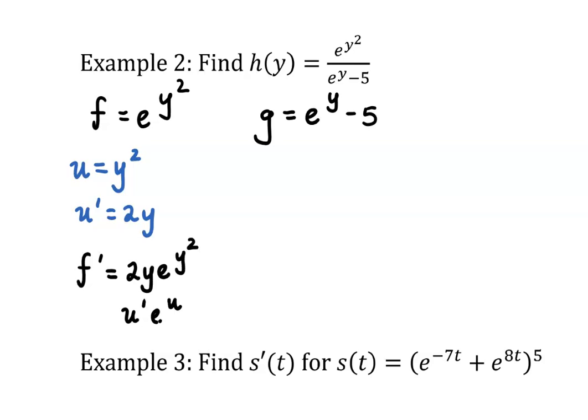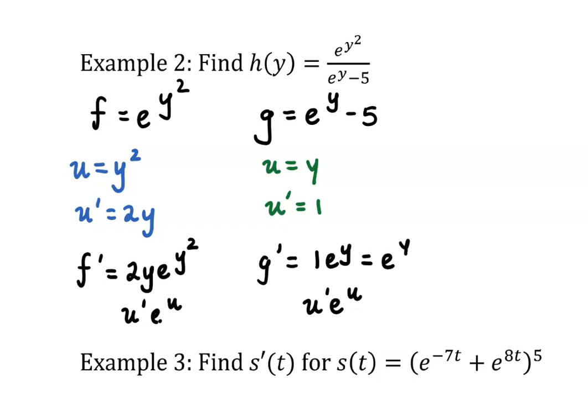I'm also going to go and identify u for the function g. U is everything that's in the exponent of e, so in this case u is y. U prime is simply 1. The derivative of y is 1. Y is our independent variable here. So for our g prime, again, we're filling out u prime e to the u. U prime is 1, and then e to the u is just e to the y. So our g prime is just e to the y.